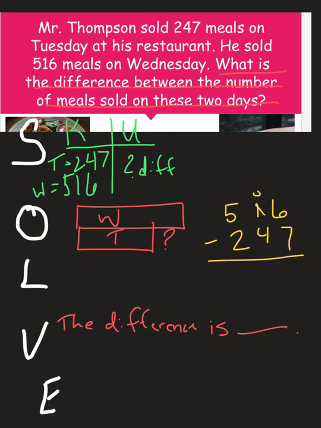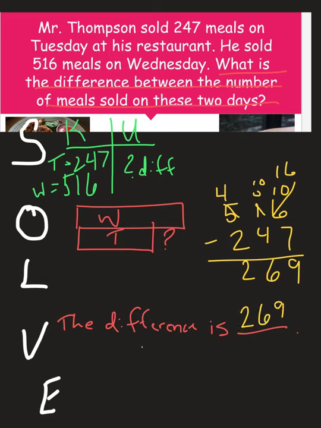We've got to regroup. Bring over 10 ones, and we already had 6, so that's 16. 16 minus 7 is 9. We cannot subtract 4 from 0, so let's regroup again. Bring over 10 tens from the hundreds. We had none left. 10 minus 4 is 6, and 4 minus 2 is 2. So the difference between the meals is 269.